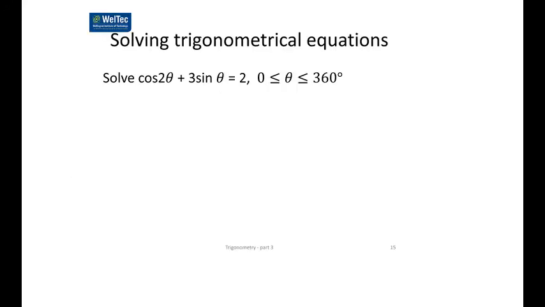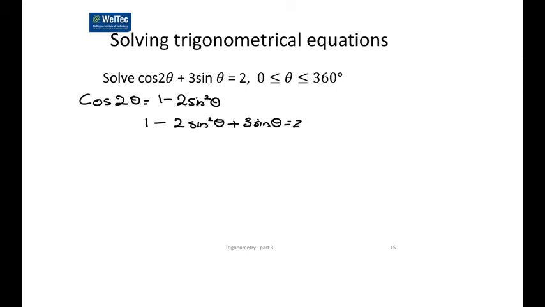This is a different looking trig equation that we need to solve, and what we can actually do is turn it into a quadratic, and we need to remember that there are trig identities that will help us do this. So let's change cos 2 theta into 1 minus 2 sine squared theta, and then we can put that into our equation. So now we have 1 minus 2 sine squared theta plus 3 sine theta equals 2. So now we've got a quadratic.